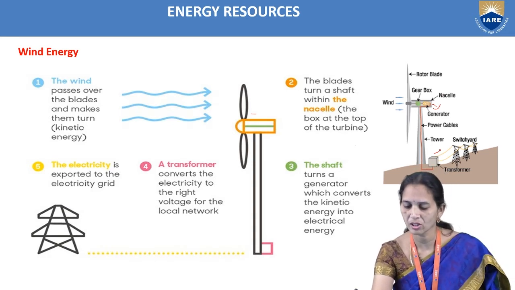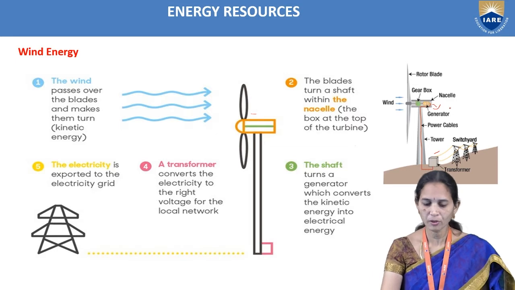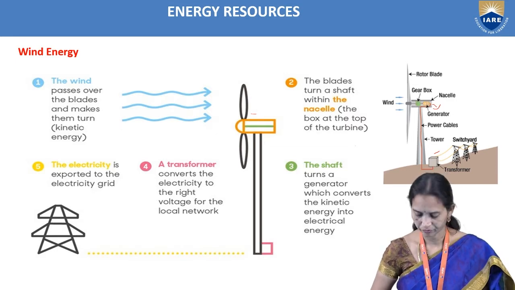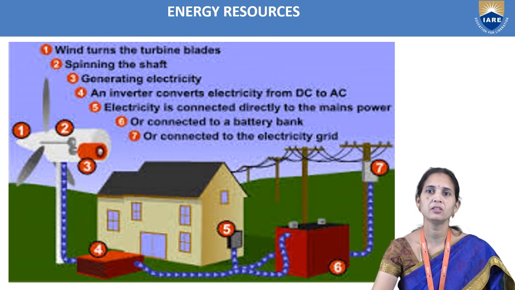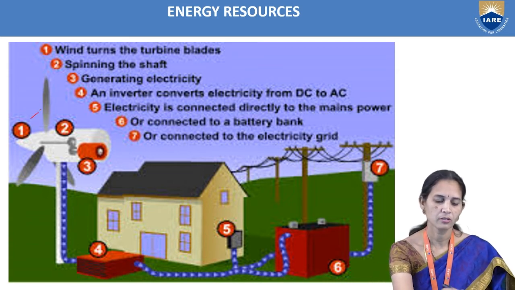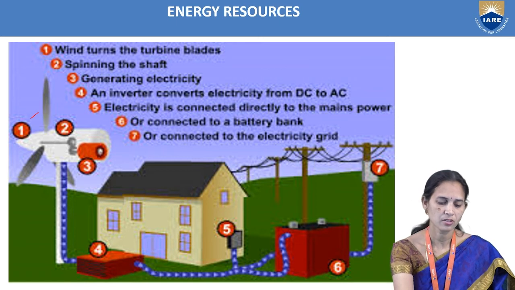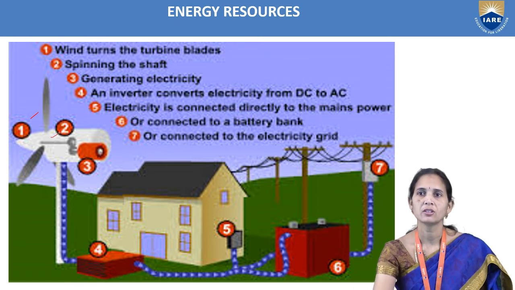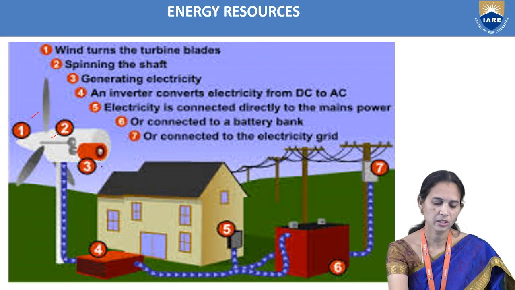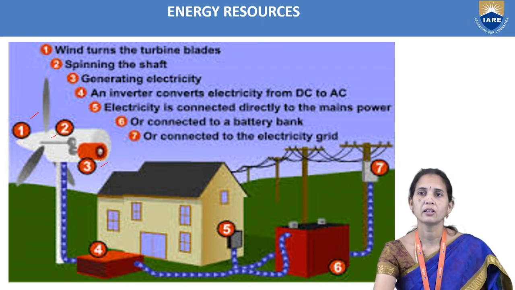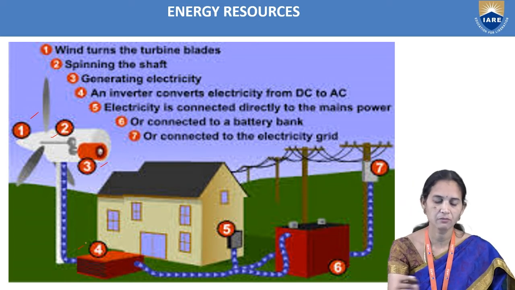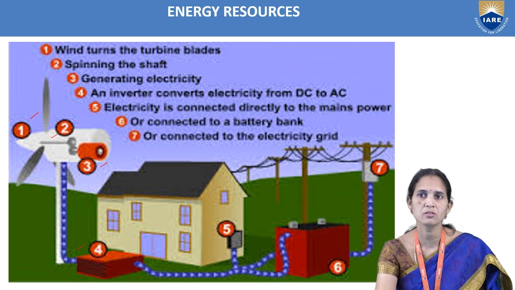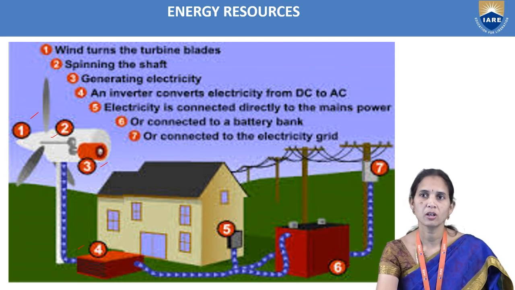Okay, so this is the diagram we can observe here very clearly about the working of wind energy. Here we can see in this diagram very clearly, wind turns the turbine blades, and here is the spinning of the shaft, generating electricity in the generator. An inverter converts electricity from DC to AC. So here we can see the inverter converting from DC source to AC source, direct current to alternating current.